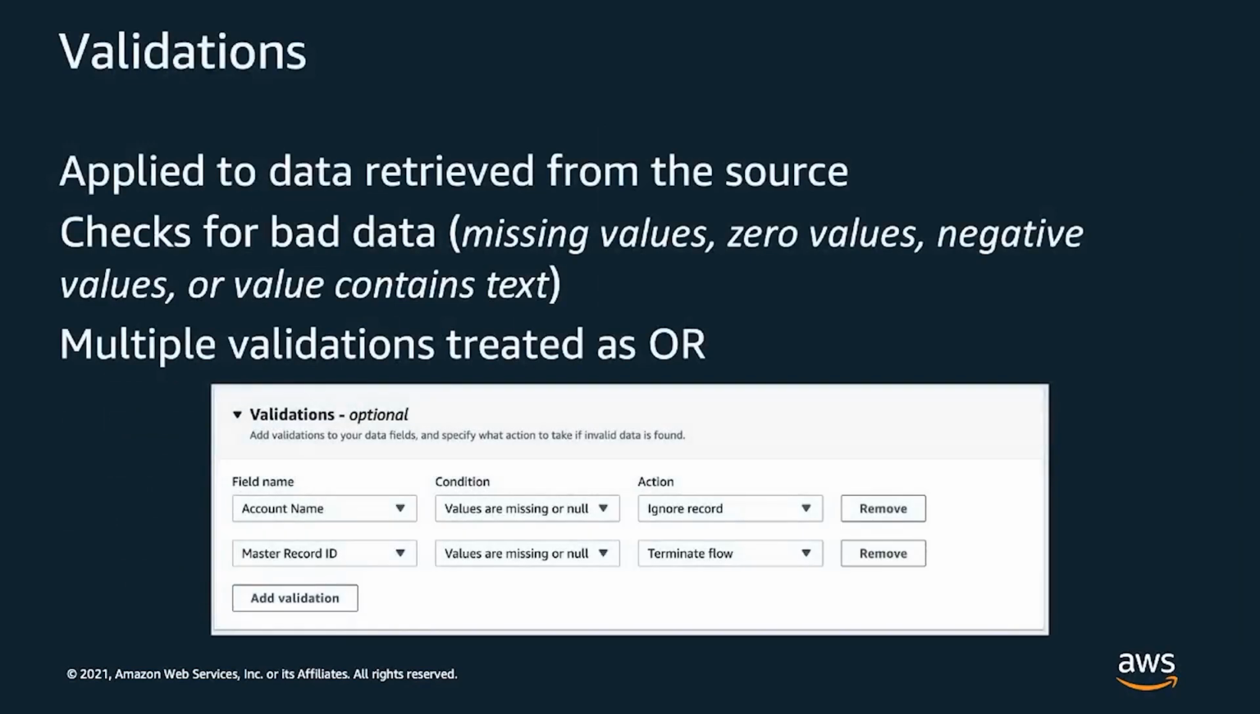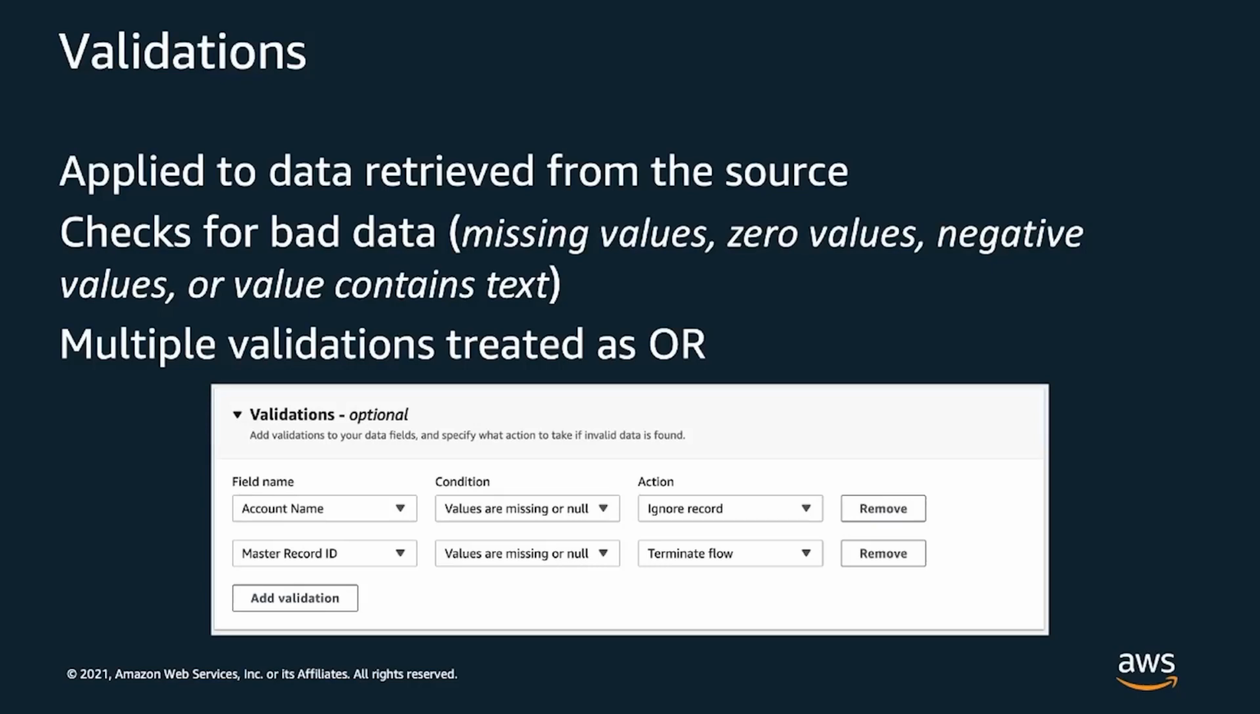The next way to manipulate data is through validations. Validations are run after the data is pulled down. So we've done our query, we've got the data down. Now we need to look at that data and make sure that we're getting good data. You want to get rid of your bad actors here, right? So this checks for bad data like missing values, zero values, negative values, and so on and so forth.